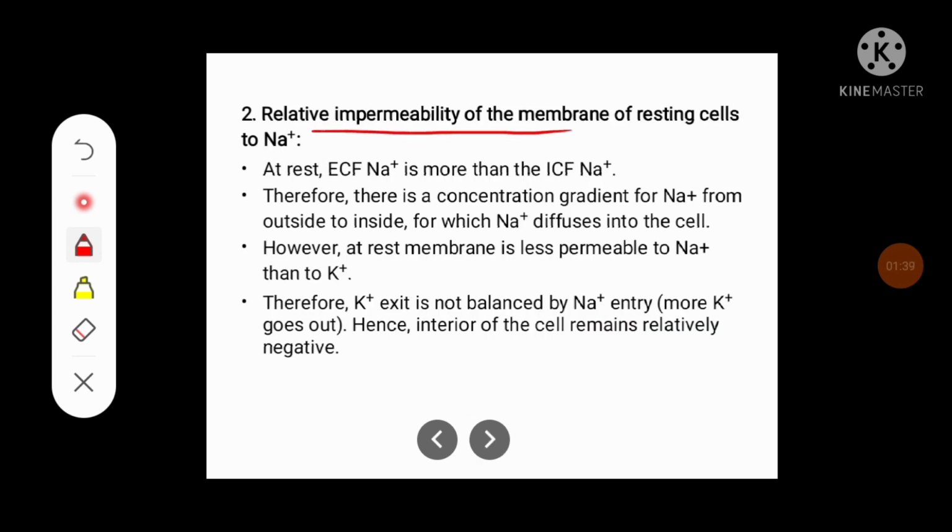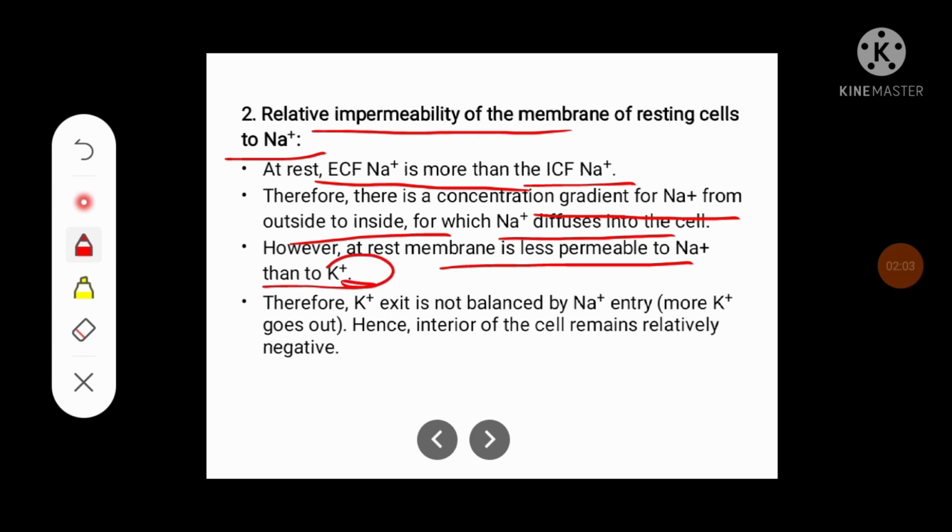So, relative impermeability of the membrane of resting cells to sodium. At rest, ECF sodium is more than the ICF sodium. Therefore, there is a concentration gradient for sodium from outside to inside, for which sodium diffuses into the cell. However, at rest, the membrane is less permeable to sodium than potassium. Therefore, potassium exit is not balanced by sodium entry. That is, more potassium goes out, and hence the interior of the cell remains relatively negative.